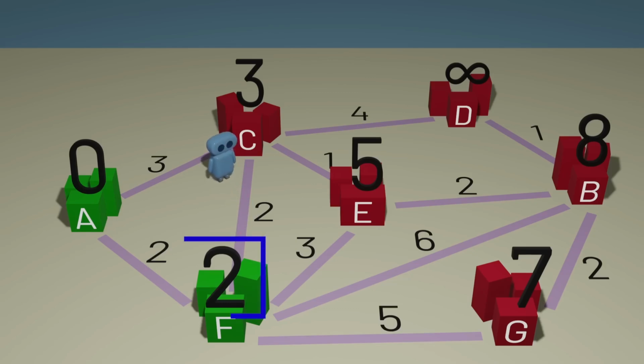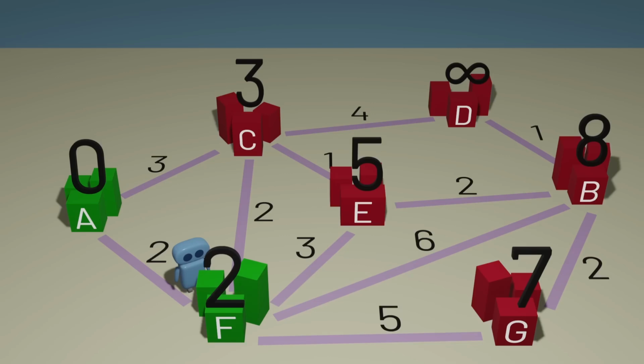We can also get to town C in 4 minutes: 2 minutes to go from A to F, and then another 2 to go from F to C. But 4 minutes is actually more than what we got earlier. The current best estimate for town C is 3 minutes, so we don't want to update anything here.